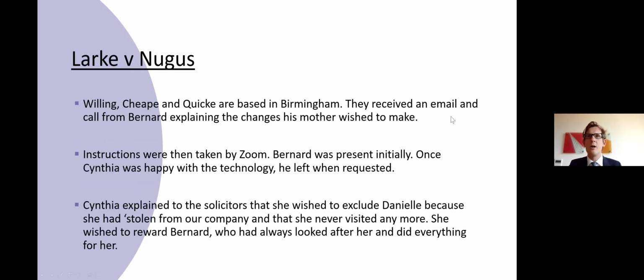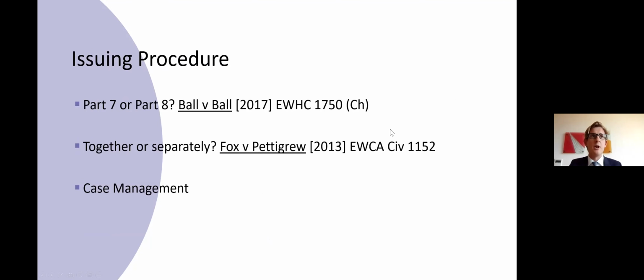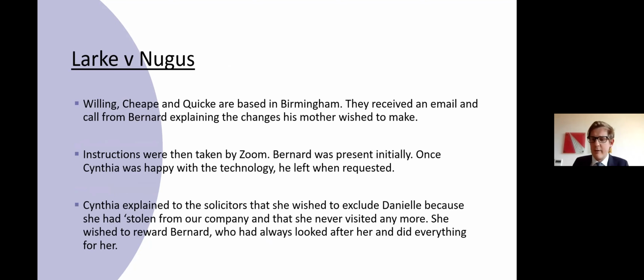Right, Larkin Nugas, just going back, this is your information that you received. I'm going to dash through this because we're running short on time. But we find that they received an email from Bernard explaining the changes his mother wished to make. Instructions were then taken by Zoom. Bernard was present initially, but Cynthia was happy with the technology and he left when requested by the solicitors. As Cynthia explained to the solicitor, she wished to exclude Danielle because she had stolen from our company and she never visited anymore. She wished to reward Bernard, who had also looked after her and did everything for her.